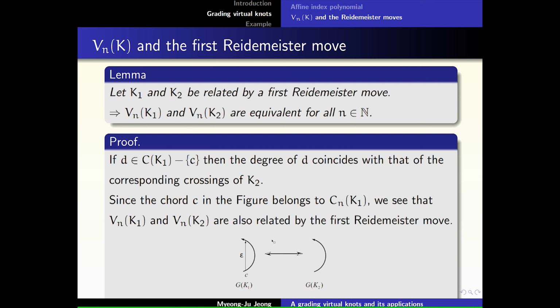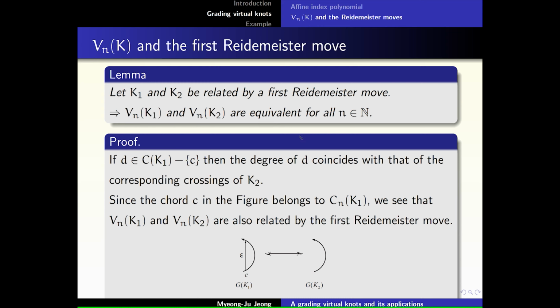Now we will show that V_n K is invariant under virtual isotopy. At first, we will see that V_n K is invariant for the first Reidemeister move. If K1 and K2 are virtual knots related by a first Reidemeister move, then we will show that V_n K1 and V_n K2 are equivalent, so they are actually related by a first Reidemeister move for any natural number n.